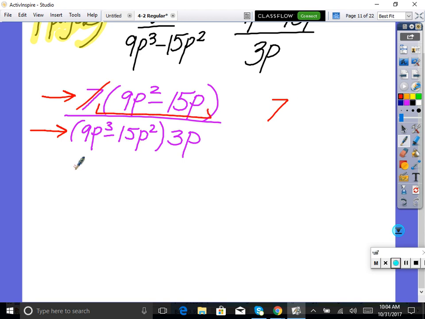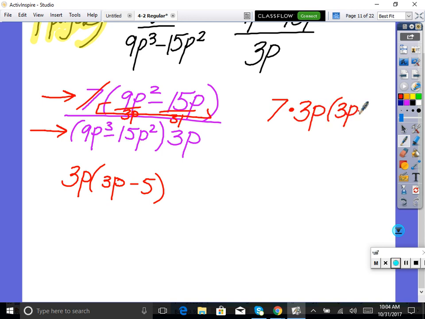Let's factor this piece. What should I pull out? A 3 and a, you're right, a p, right? Divide by 3p, divide by 3p. And once again, I make a special spot where I put my final factors over there. So then left was 3p minus 5, am I right? So on top, we had a 7 times 3p times 3p minus 5. Now, if you would like, you could rewrite that as 7 times 3 is 21. We could write that as 21p times 3p minus 5.